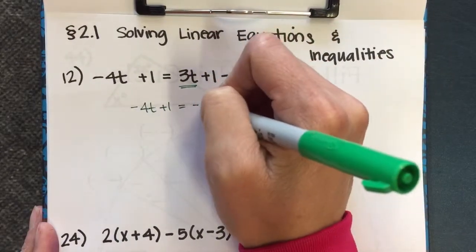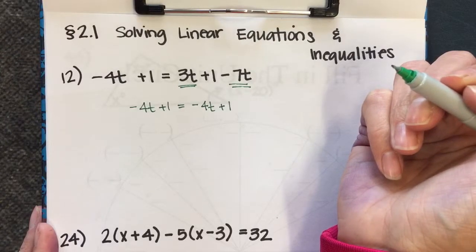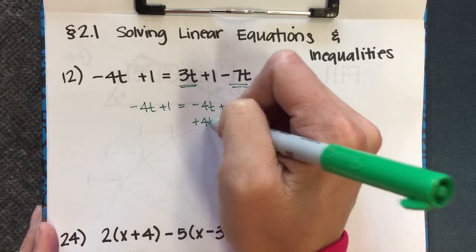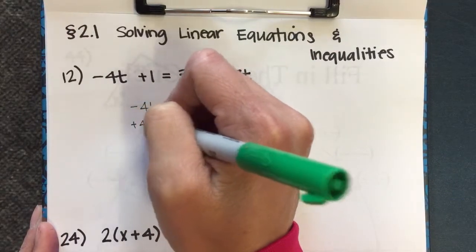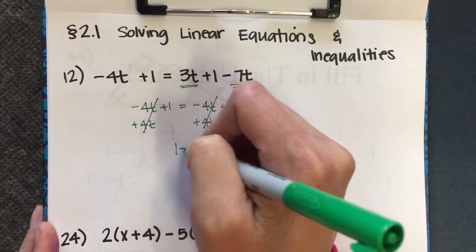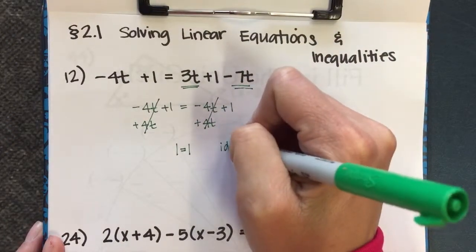3 minus 7 is negative 4, and then plus 1. If you try to combine the variables onto one side, if I try to move these by adding 4t to both sides, those cancel, and you get 1 is equal to 1. It doesn't matter what t ever was, 1 will always equal 1. I could put anything in for t, any real number, therefore there are an infinite number of solutions, and this is an identity.